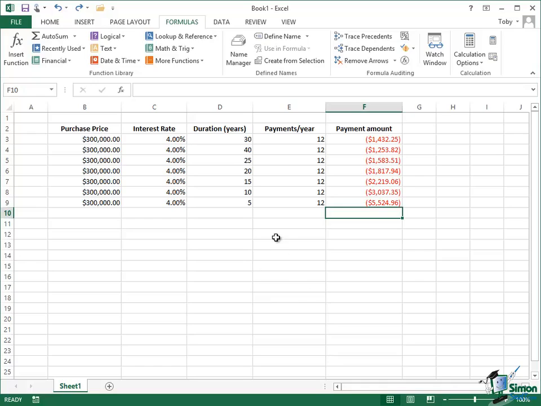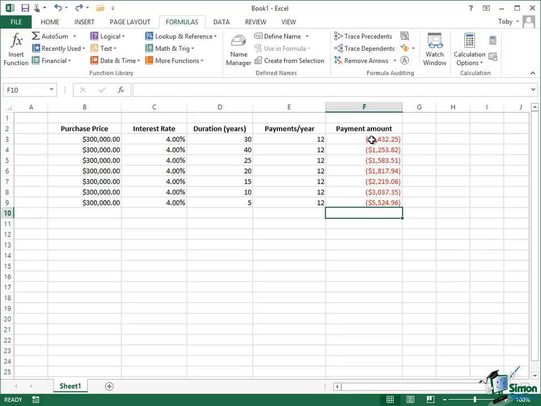So if I were looking at the options in terms of duration, I may ask a number of questions about those options. For instance, one of the questions might be, well, with each of these options, what would I actually finish up paying in total? And there are a few functions that can help with this. What we're going to do, just as an example, is to look at a function that tells us the total amount paid over the period of the loan.